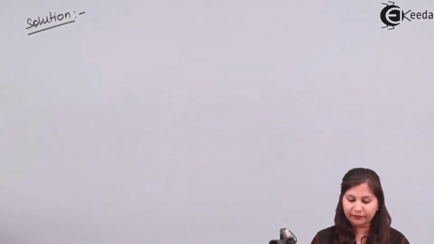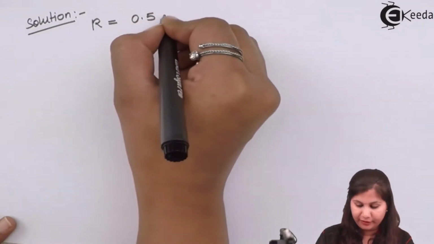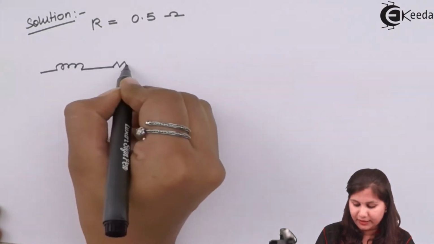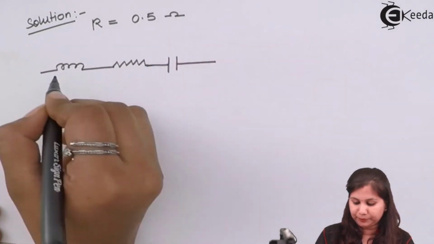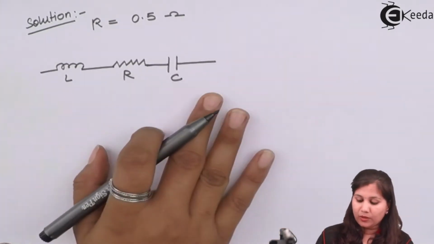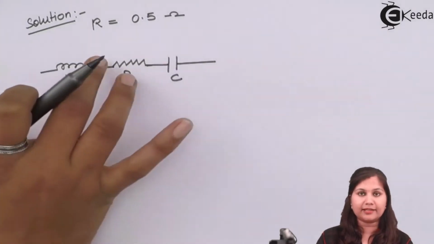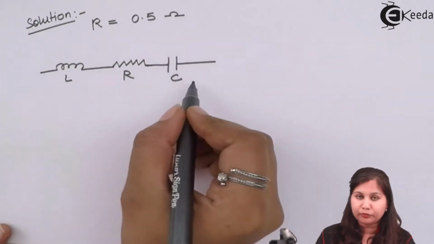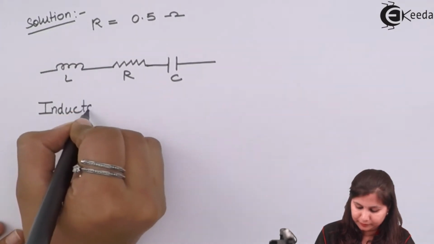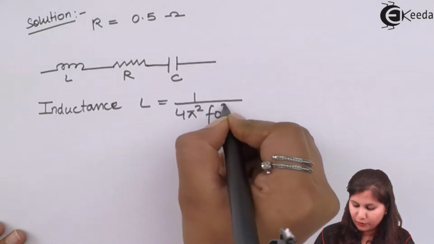Now in the question we are given the value of the resistance as 0.5 ohms, which means we have a coil, a resistance and a capacitor, and these three are connected in series with each other. Now for the value of inductance, we are measuring the quality factor by connecting this circuit across a Q meter. Through the Q meter we can measure the inductance by the formula L = 1 upon 4 pi square F naught square C.